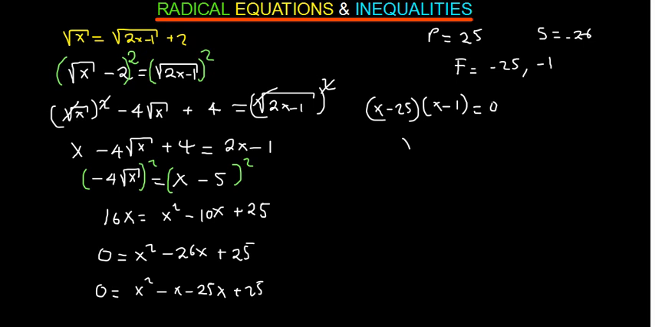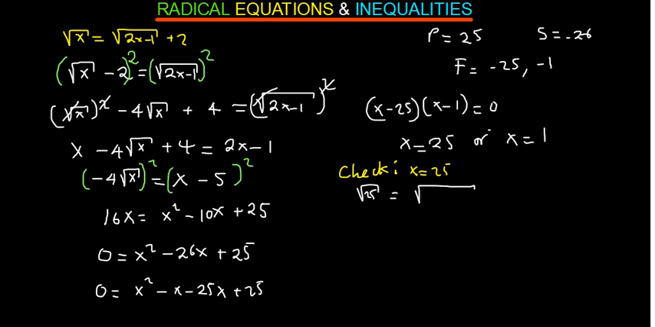Find the value of x. x is going to be equal to 25, or x is going to be equal to positive 1. Now for a radical function, when you find these values, you need to check, because sometimes they might not be solutions. So check when x is equal to 25. Go in the actual function. Where there is x, substitute 25. So that is going to be square root of 25 is equal to square root of 2 multiplied by 25, that is a 50, minus 1 plus 2.